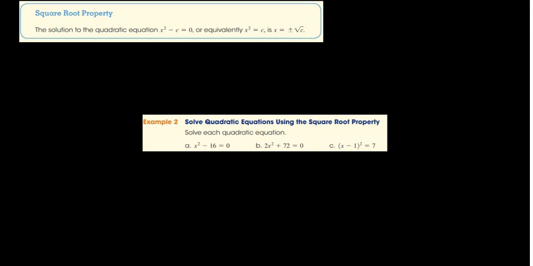Okay, so we're going to go to the square root property. Now square root property is exactly like it sounds. What we're going to do is essentially isolate the x and then take the square root of both sides. So let's start with a. We're going to isolate the x, so we're going to start this off as x squared is equal to 16, right? And then we'll take the square root of both.